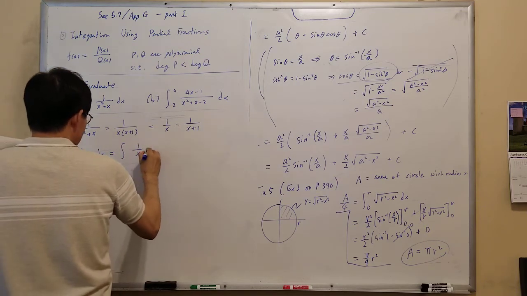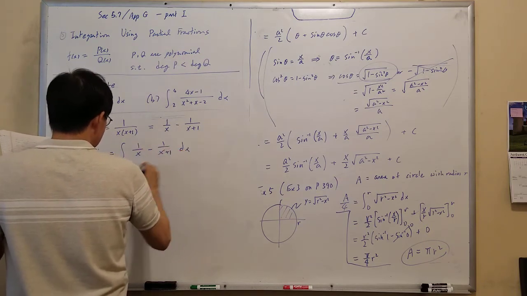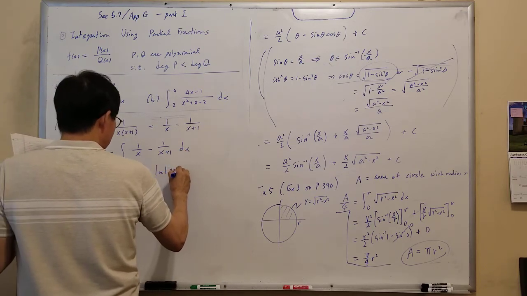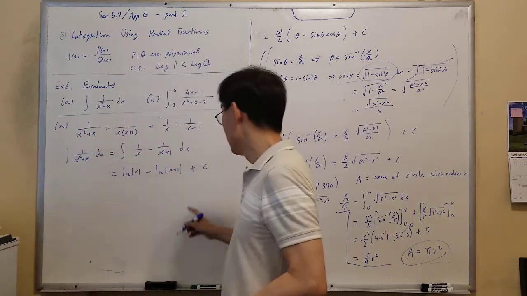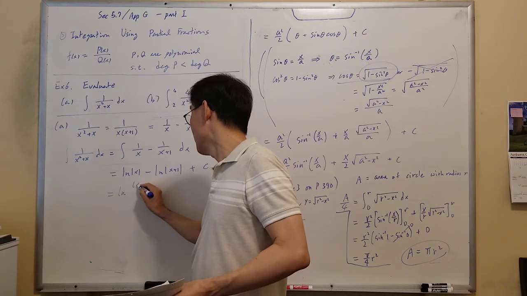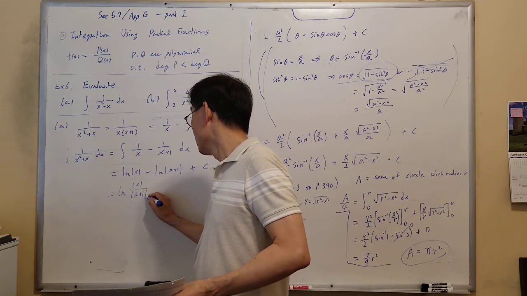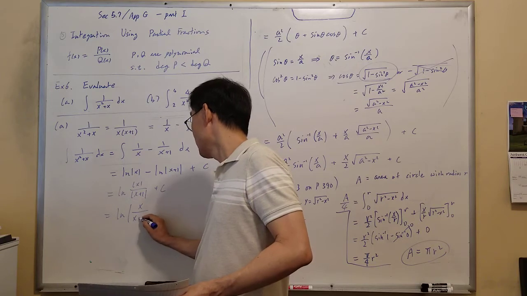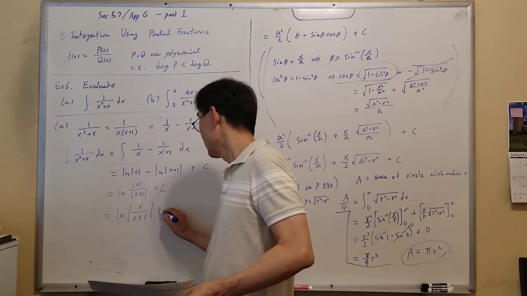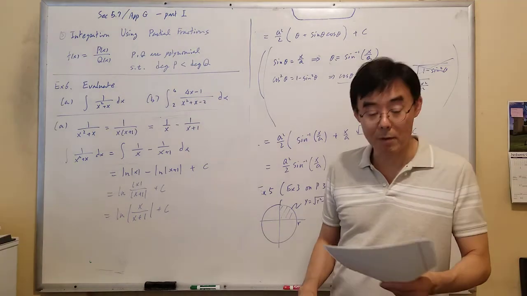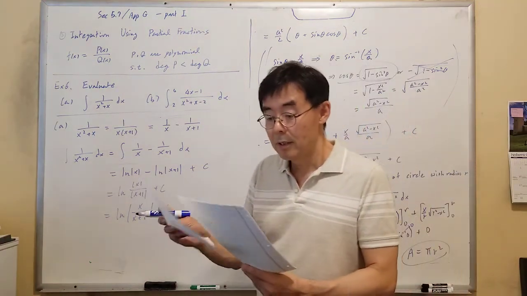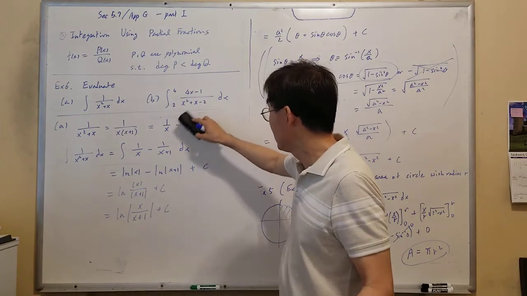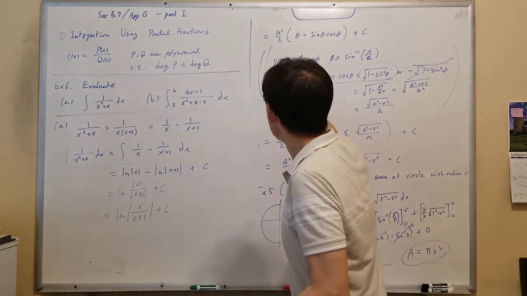this integral now is easy. This is natural log of absolute value of x. This is natural log of this one. Some people want to write it as natural log of absolute value of x over x plus 1, using log property. Either way is fine. Okay? Now, the question is, what about this one? It's not that easy to split.